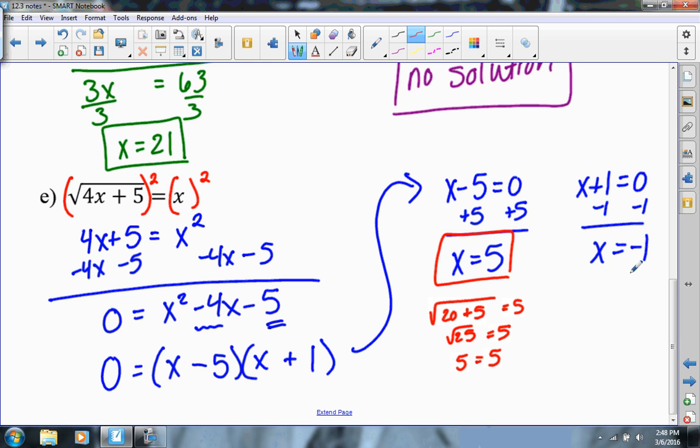If I try to do that with the negative 1, I'll have the square root of 4 times negative 1, so that's negative 4 plus 5 equals negative 1. And negative 4 plus 5 is 1. And then the square root of 1 is 1, but that does not equal negative 1. So that's not a true statement. So that means that this negative 1 is not a solution.